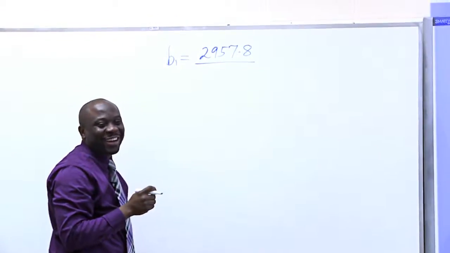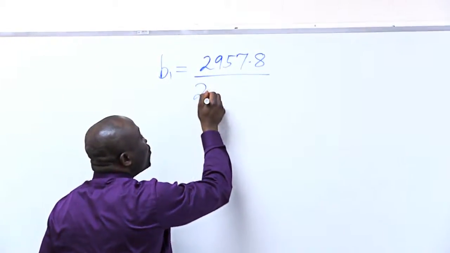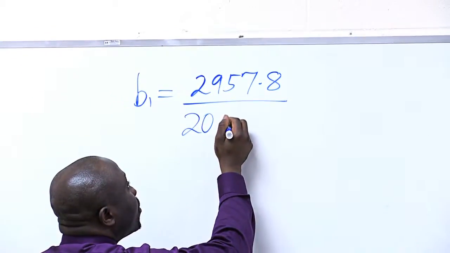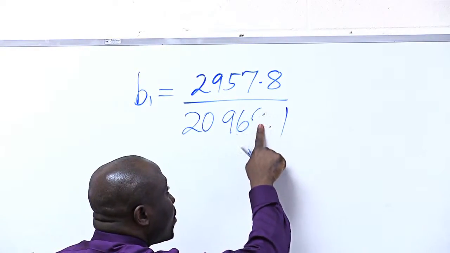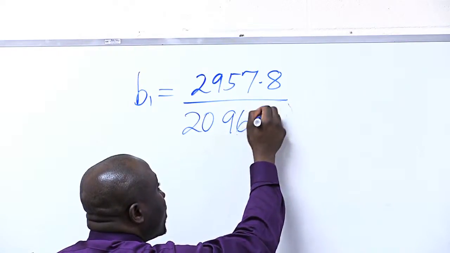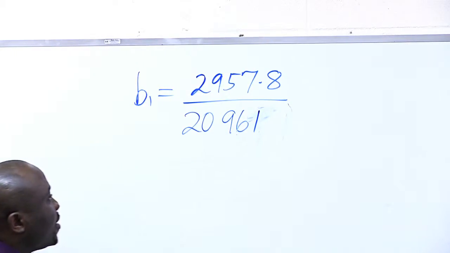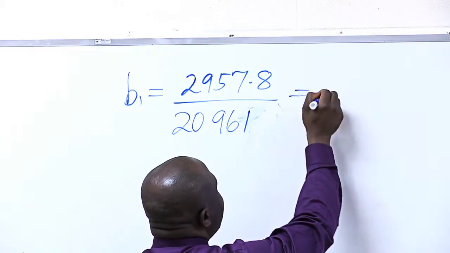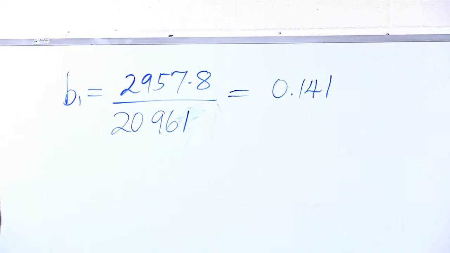2957.4. Over the bottom. 2069. Take the point off. It's a whole number, just 9 at the end. Yeah, 61. Like that. Like this? Okay, I had 0.1 and point whatever. Now divide the two. 0.141. 3 decimal places is good enough.